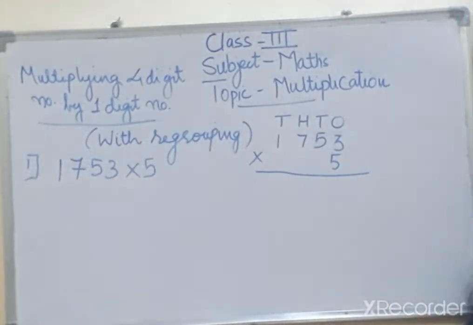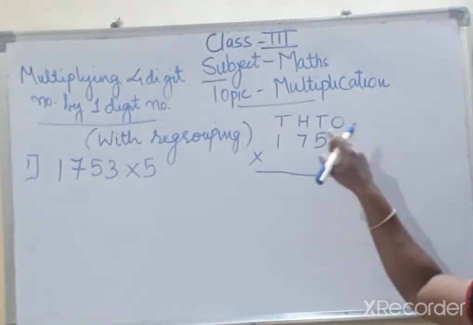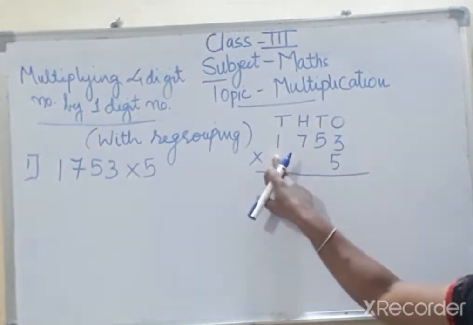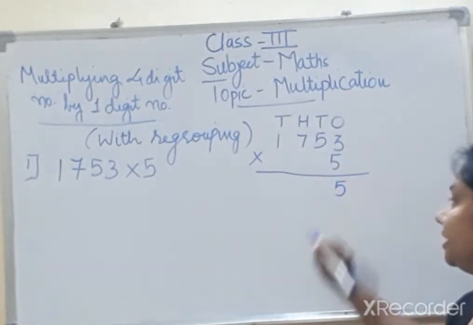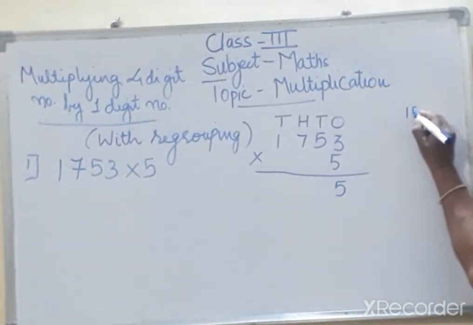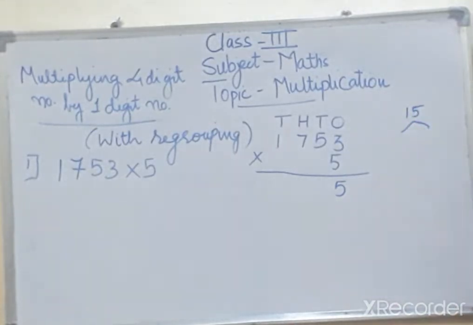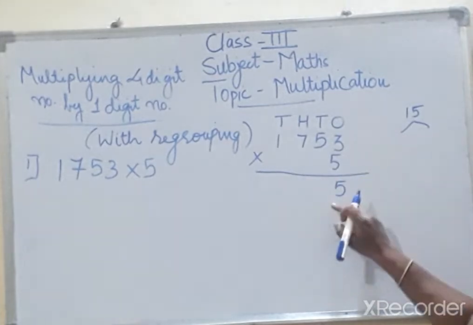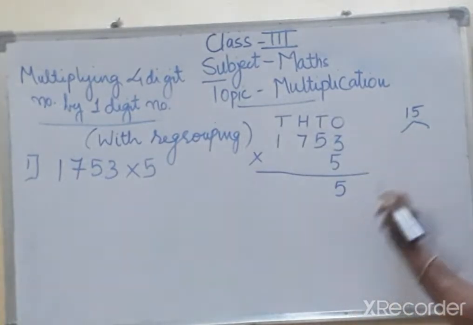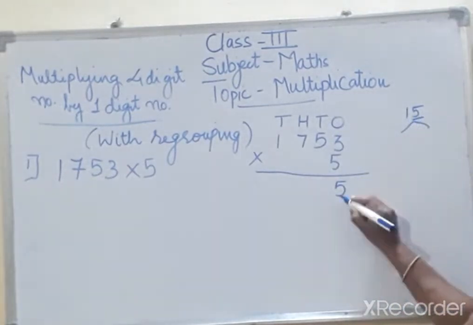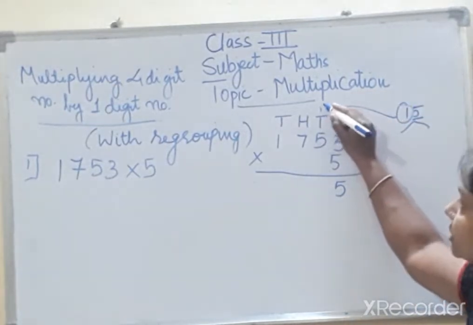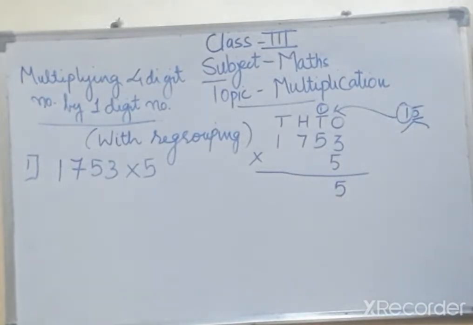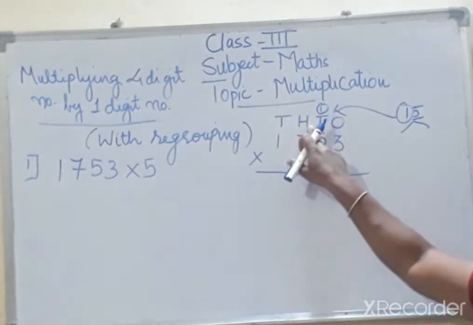Now let us multiply. Again multiply by ones, then tens, then hundreds, then thousand. So 5 threes are 15. Yes, 5 threes are 15. But this 15 again we cannot write down as it is in the ones column. So what we will do? This 5 will be written in the ones column and this 1 will be carried on the tens position.